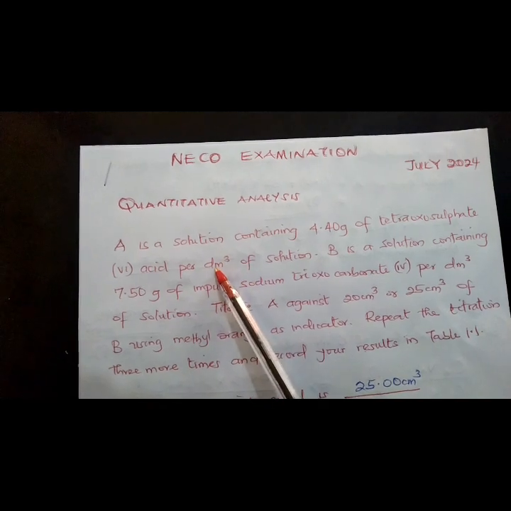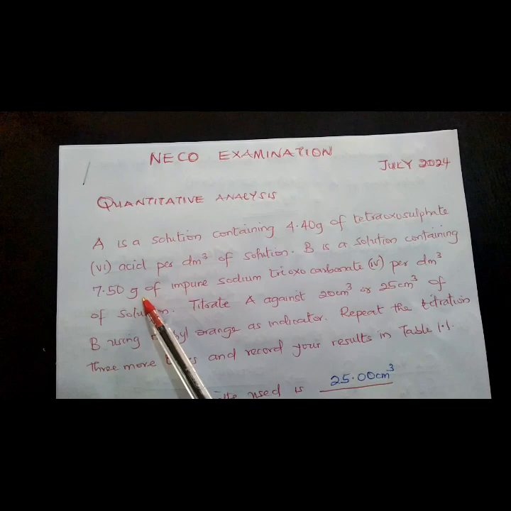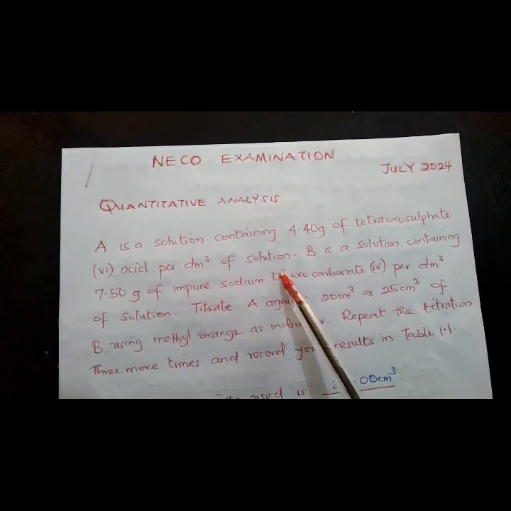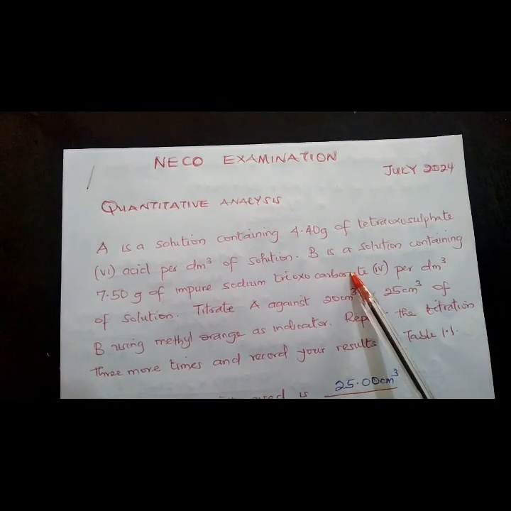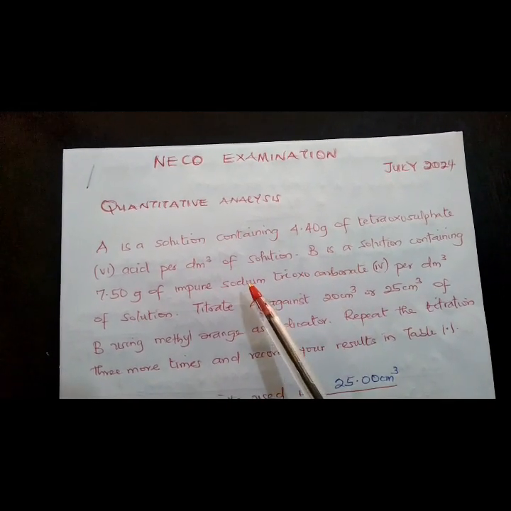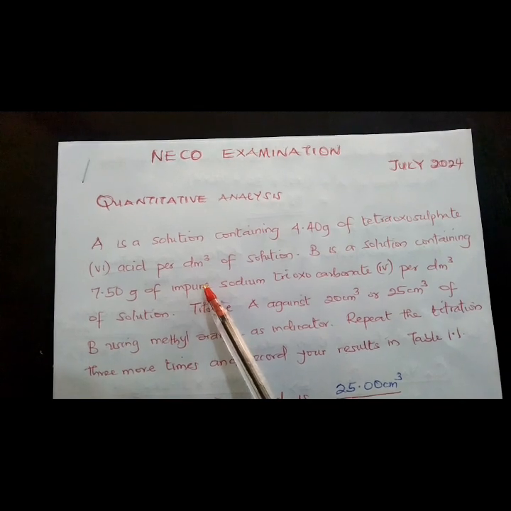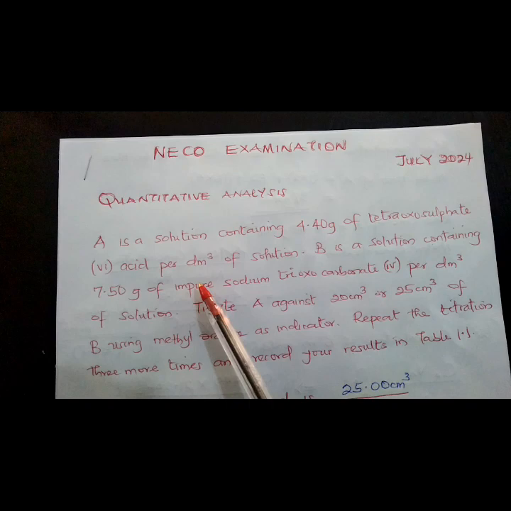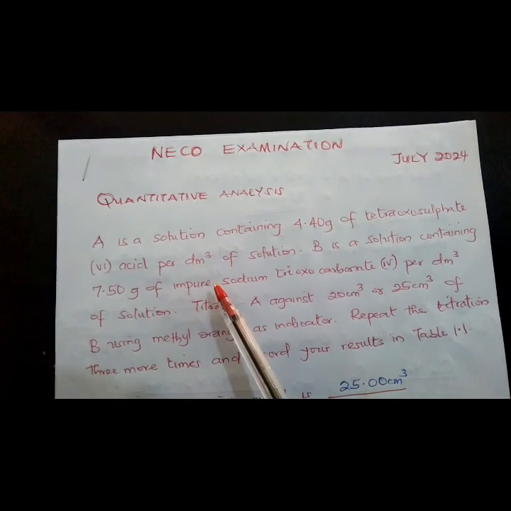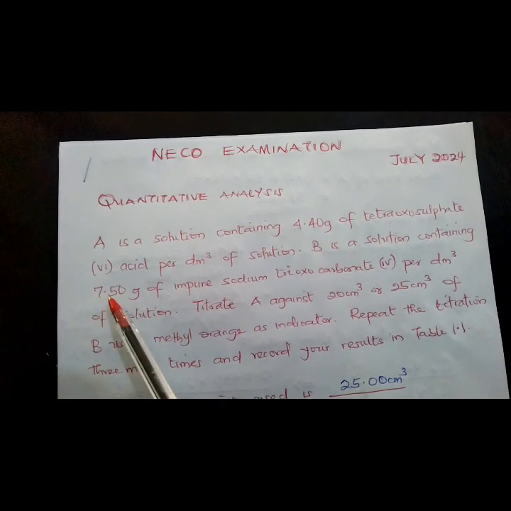All right, so now B is a solution containing 7.50 gram of impure sodium trioxocarbonate 4 per dm cube. So the same thing, the sodium trioxocarbonate 4 here is B. Another thing to note is that the sodium trioxocarbonate 4 is not pure. It is impure. That means some other things were added to it. We have some other impurities in this sodium trioxocarbonate 4, and so the sodium trioxocarbonate 4 plus the impurity all makes 7.5 grams.